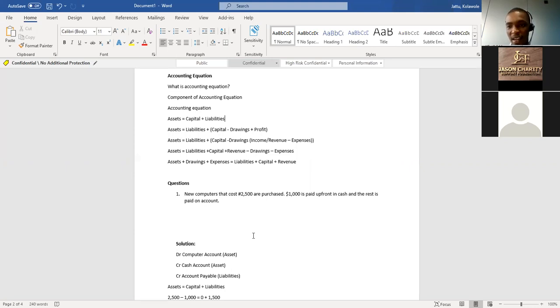Don't forget what I said earlier. Anything that will increase an asset account, a drawings account, or an expense account is meant to be debited. While anything that will reduce your asset account, the drawings account or an expense account is meant to be credited. For your liabilities, capital and revenue, anything that will increase it is meant to be credited, while anything that will reduce it is meant to be what? Debited.